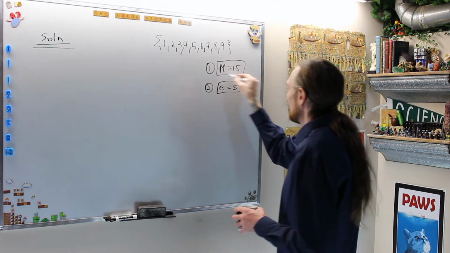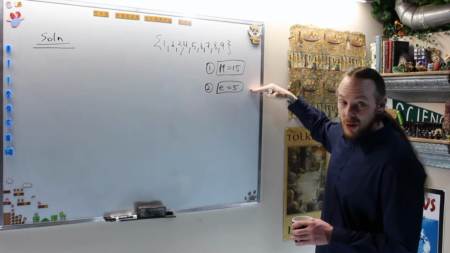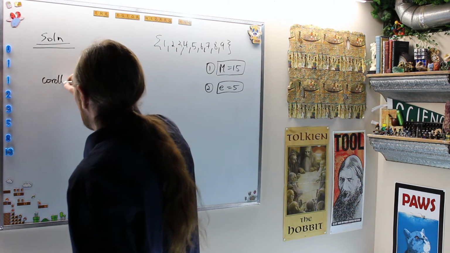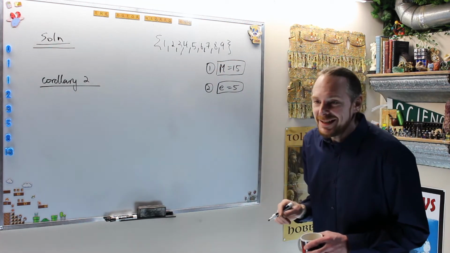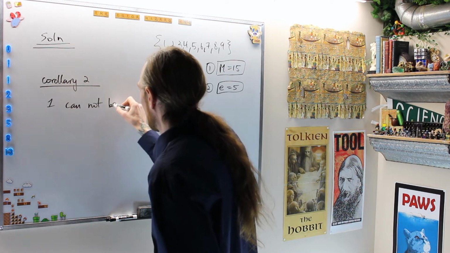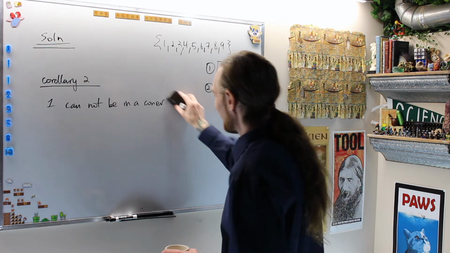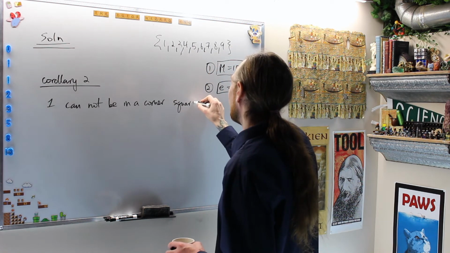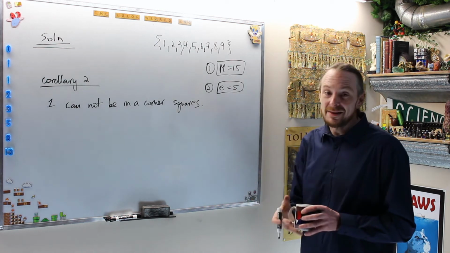Next, center gets the square. Corollary 2: we now know the theorem, m is 15, and corollary 1, the center square must be 5. Corollary 2: 1 can't be in a corner square. Up to symmetry, I'm just going to argue one and then say the other 3 are the same.